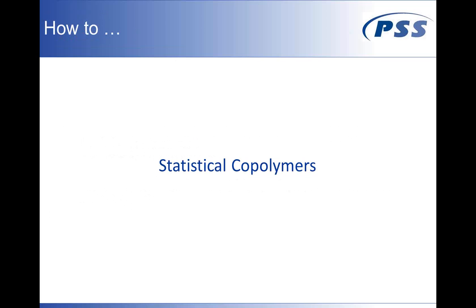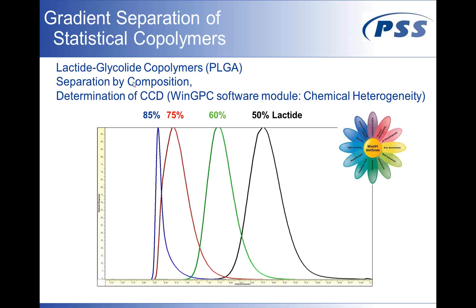How can we separate statistical copolymers? Well, here's an example from my side. I was recently using it to separate lactide glycolide copolymers, PLGAs, by composition. As you can see here, the PLGA having a large amount of lactide in it elutes quite early in a very sharp peak. And with decreasing amount of lactide and increasing amount of glycolide, you shift the peaks to higher and higher retention volumes. And if you do that with such a kind of copolymer, then you can basically calibrate your axis.